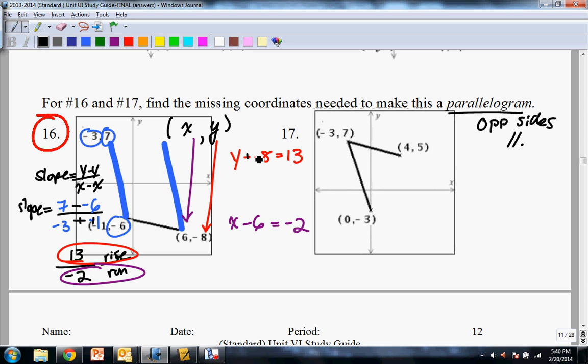Now we're going to solve. Double negative makes a positive. So I have y plus 8 equals 13. I'm going to minus 8 both sides. And I end up with my y coordinate equaling 5. And then for here, we're going to add 6 both sides, and I have x equals 4.